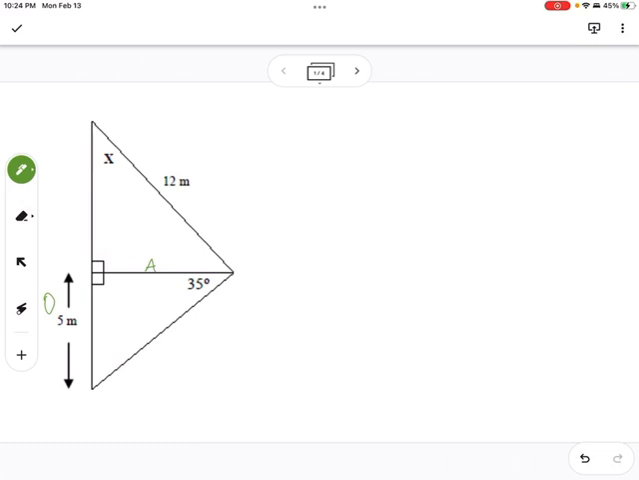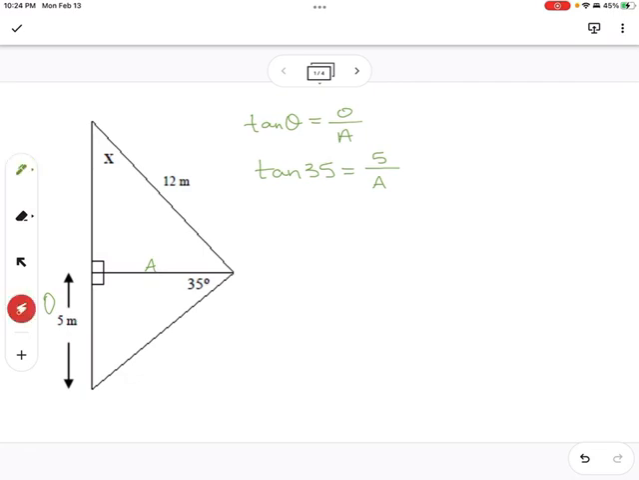Using opposite and adjacent, that means we want to use tan. So tan theta equals opposite over adjacent. Tan, our theta, our angle, is 35 degrees. The opposite side is 5 meters, and the adjacent we need to find, so we leave that as A.